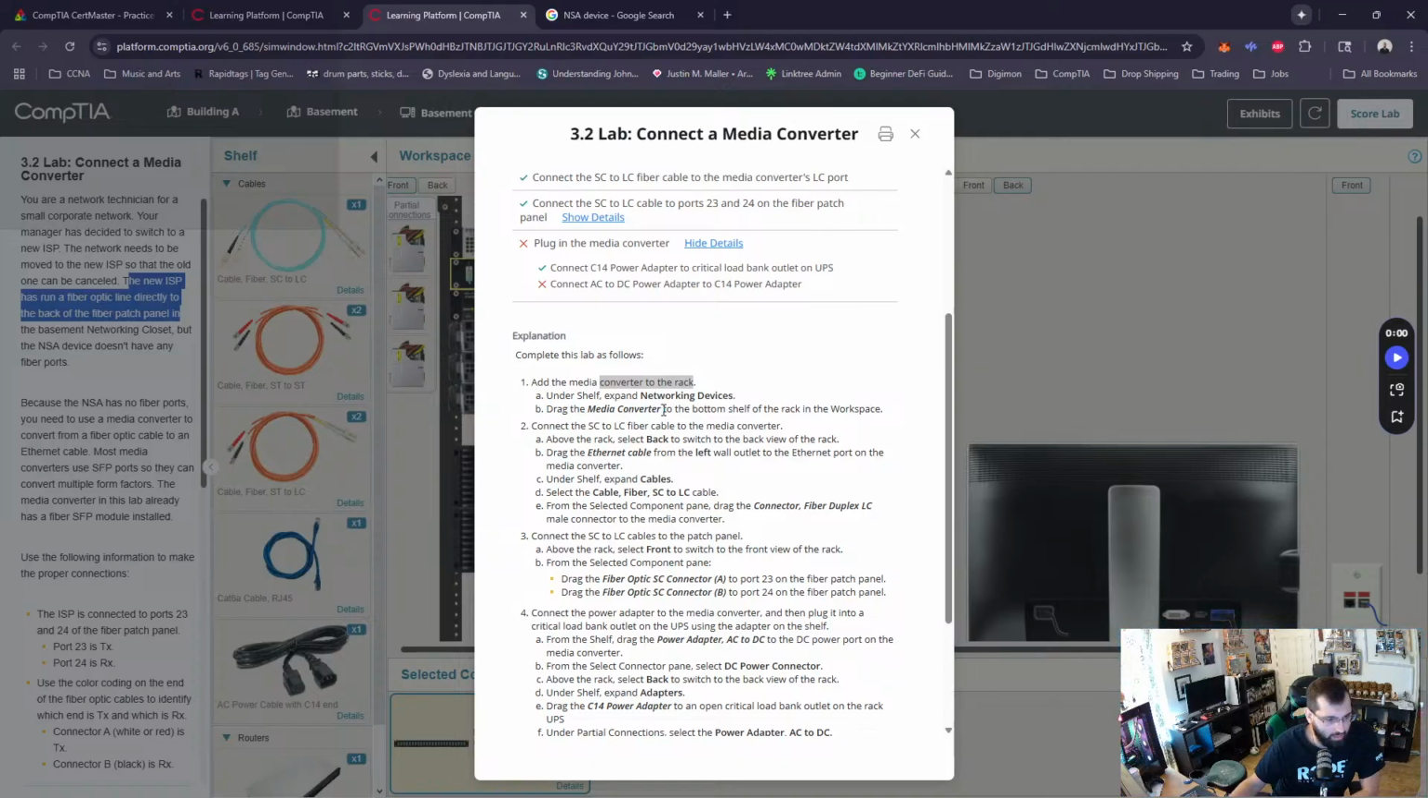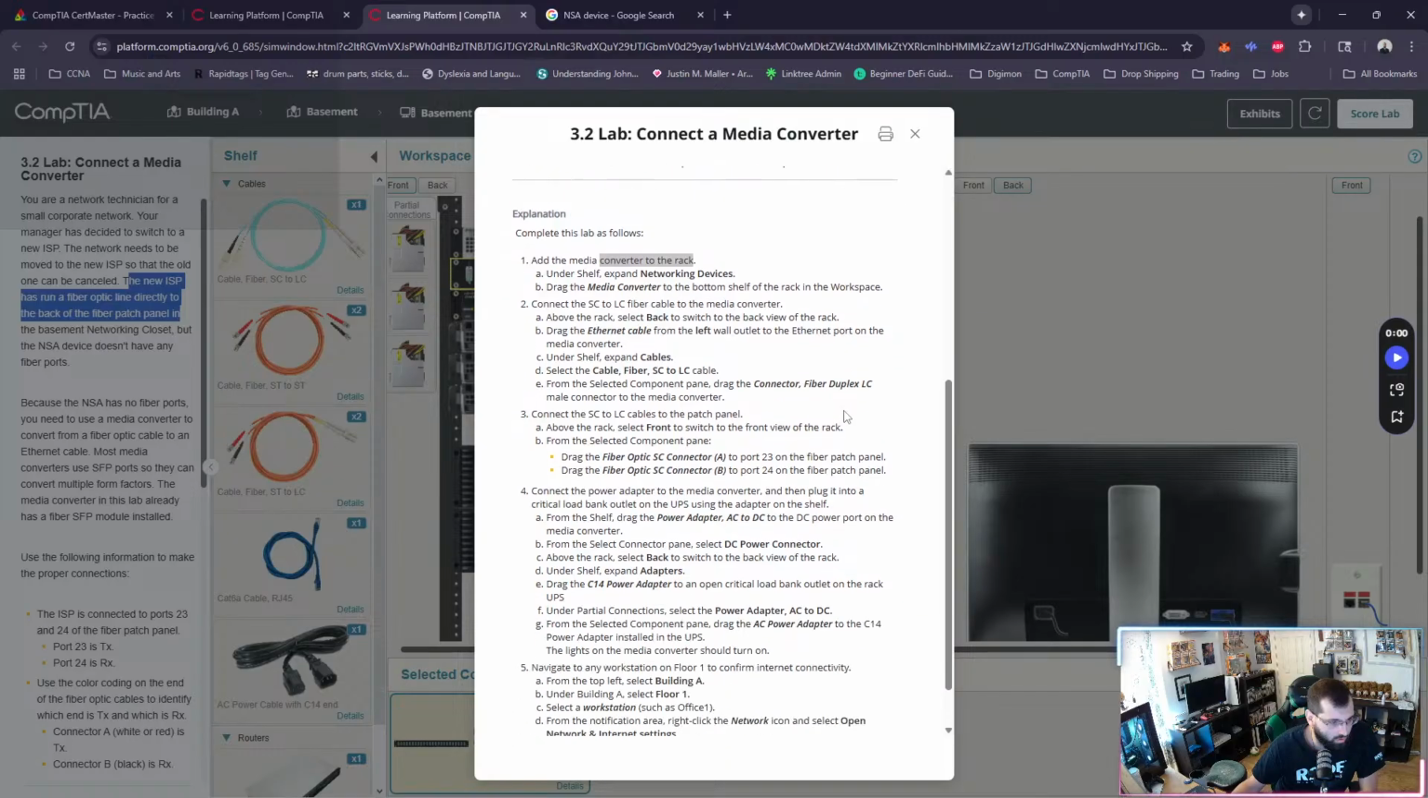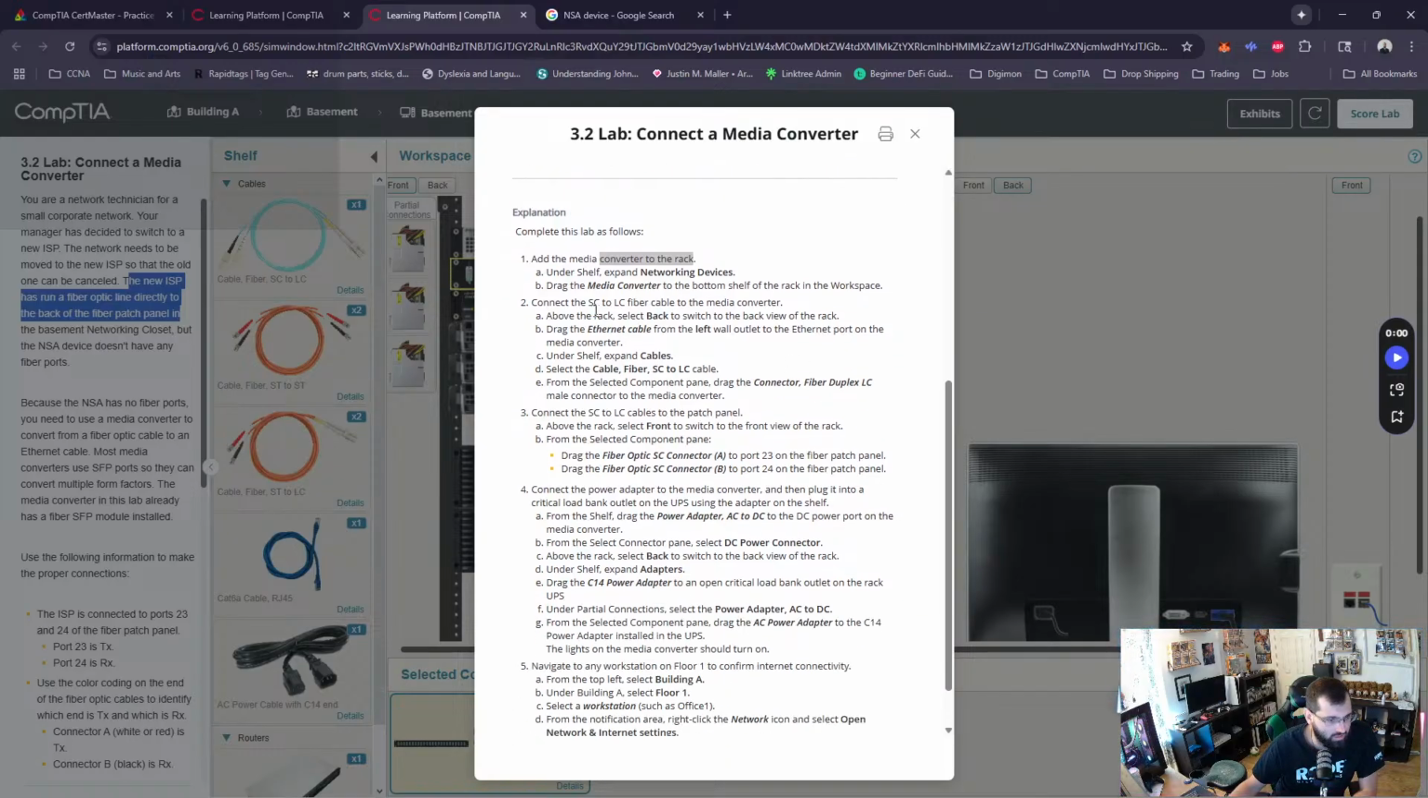Under shelf, expand network device. Drag the media converter to the bottom shelf of the rack workspace. Well, how was I supposed to know that it needed to go to the bottom shelf? Convert the CS to the LC cable to the media converter above the rack. Select back to switch to the back view of the rack. Drag the Ethernet cable from the left wall outlet to the Ethernet port on the media converter.